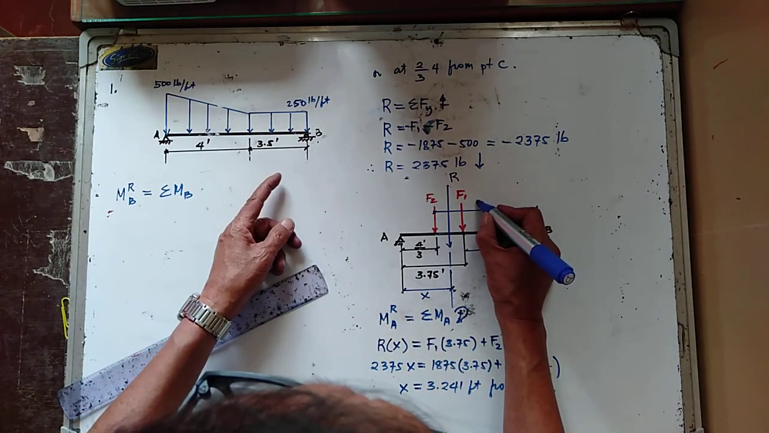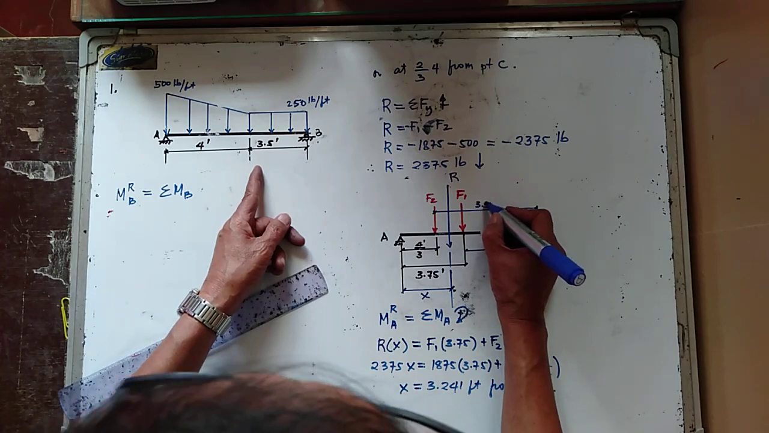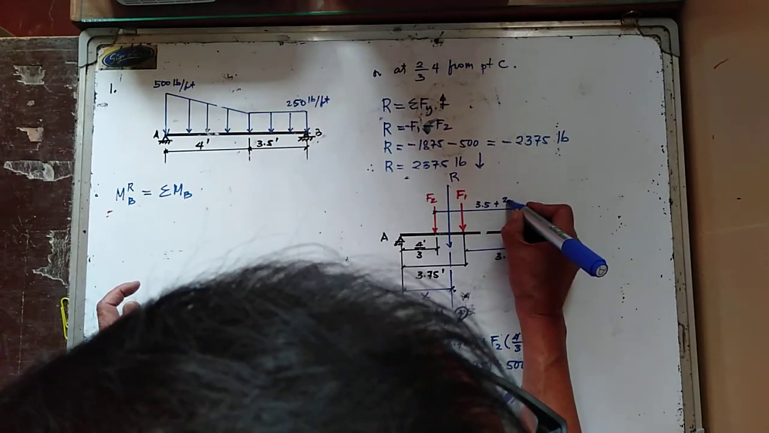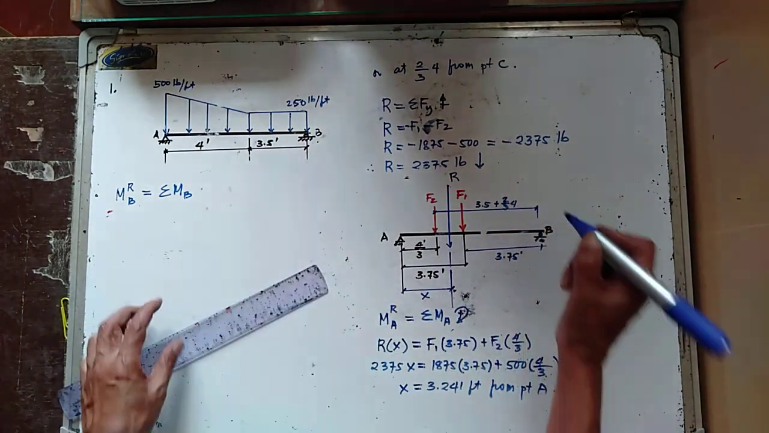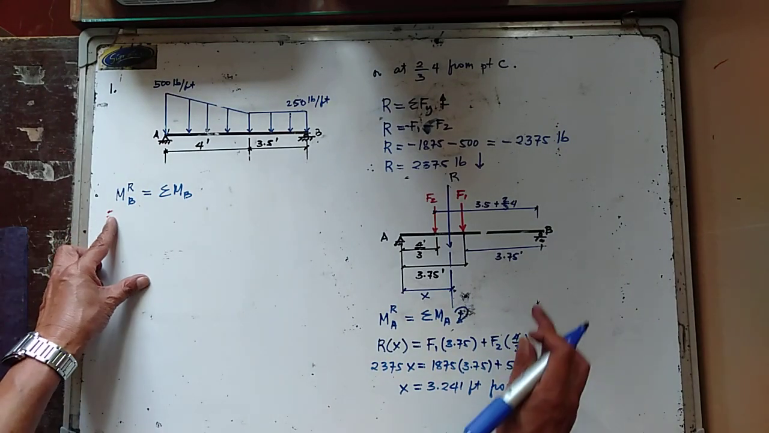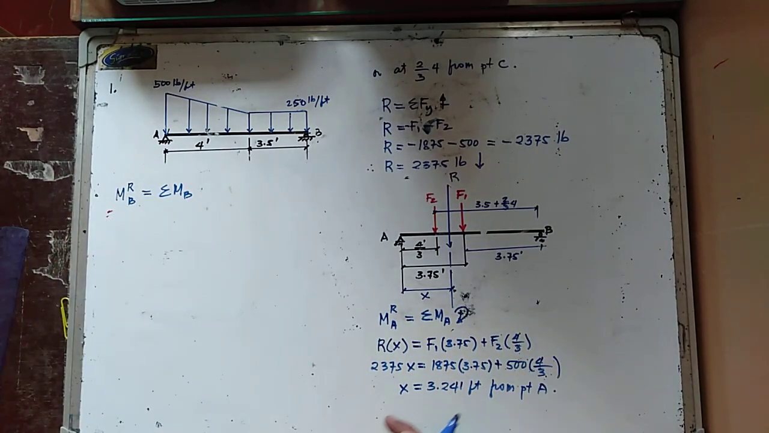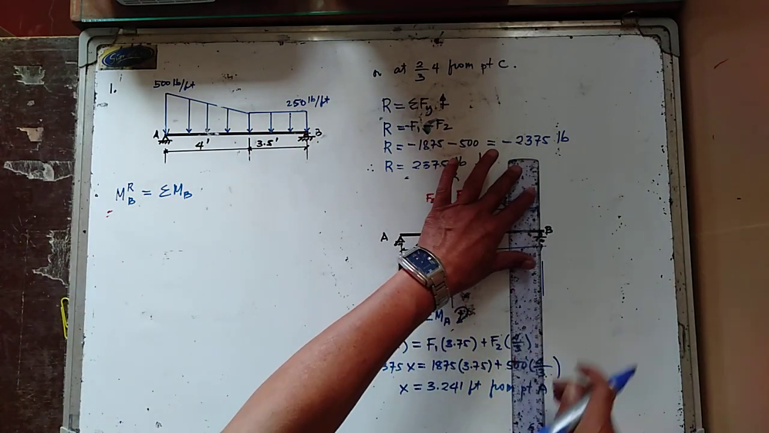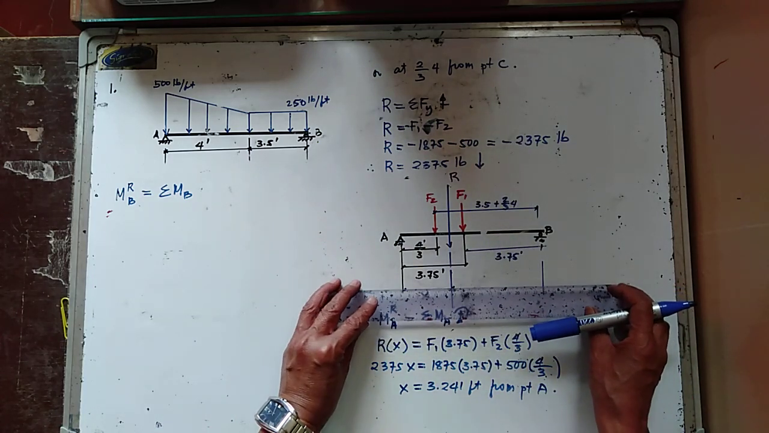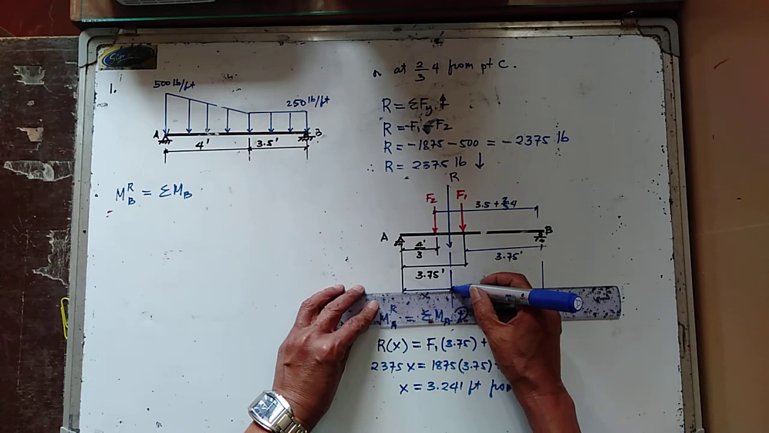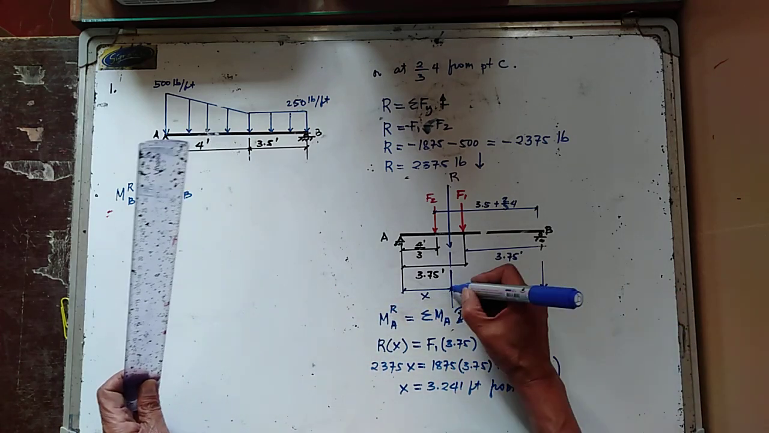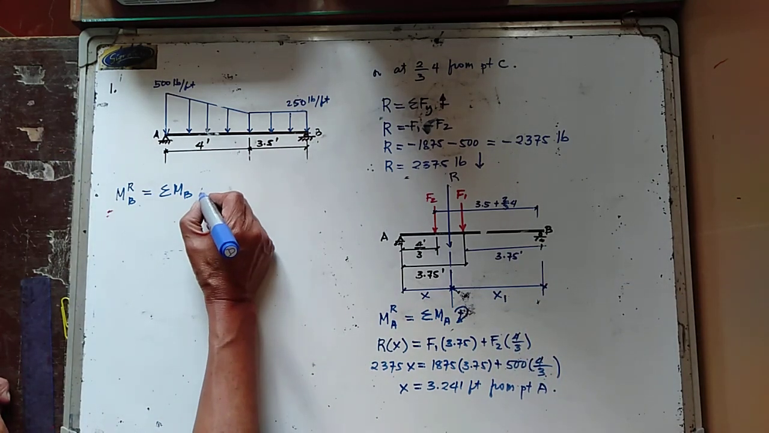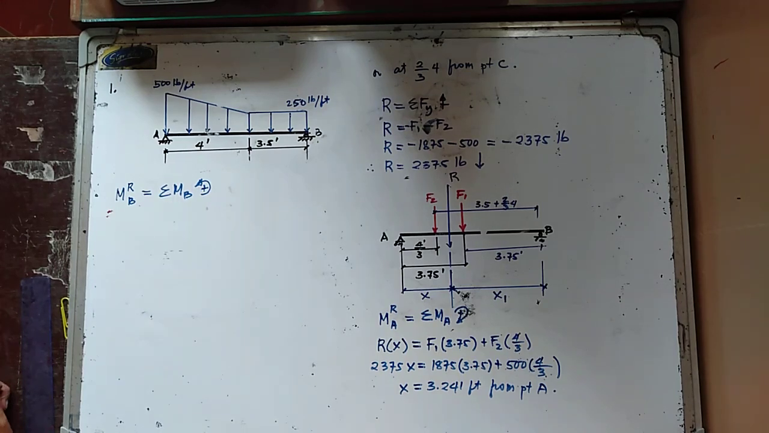3.5 feet plus 2/3 of 4. So the moment of the resultant about point B is now equal to the summation of moment of all the forces about the same point B. I'm going to consider now that the distance of the resultant from point B is equal to x of 1. So that I will now consider counterclockwise moment as positive.